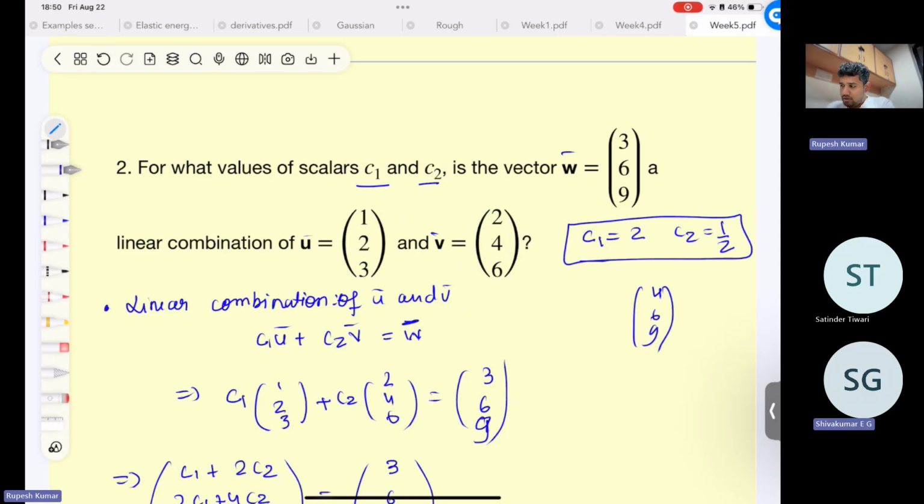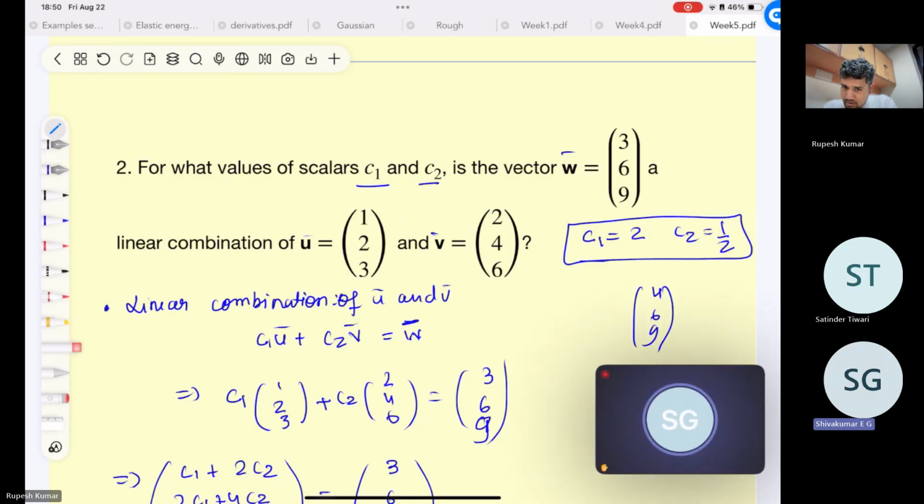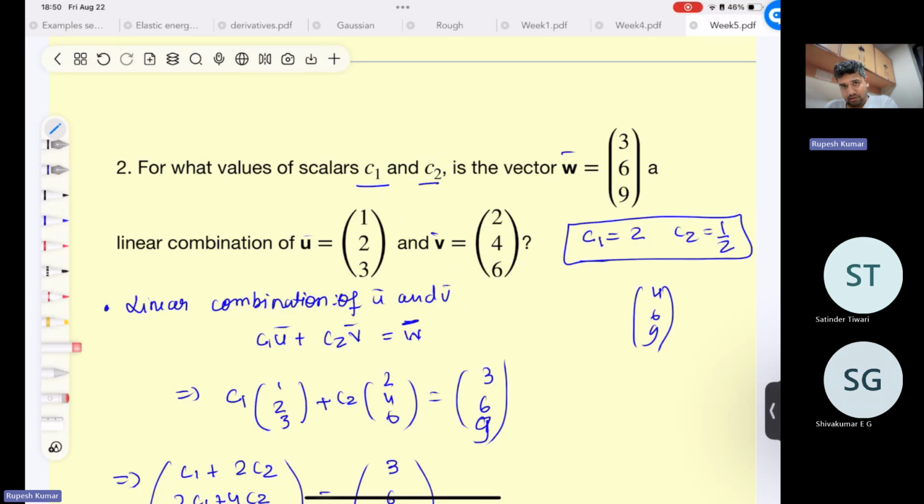In other words, W is now not a linear combination of U and V.